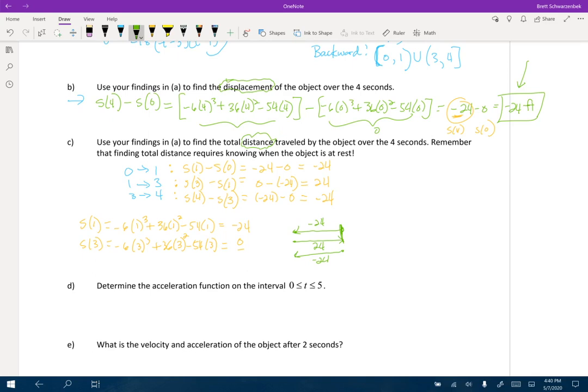How do I find that total distance? I need the absolute value of these numbers. So I'm going to write total distance equals absolute value of 24 plus absolute value of 24 plus absolute value of negative 24, which gets me 72 feet as my result.